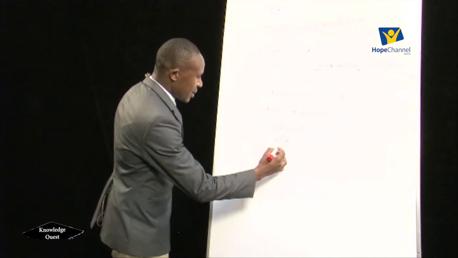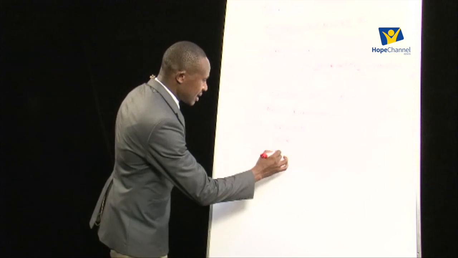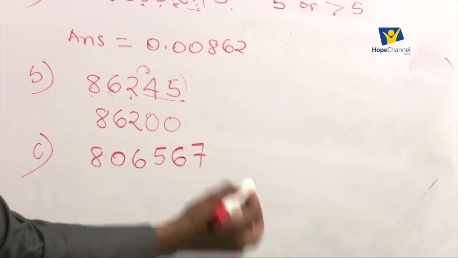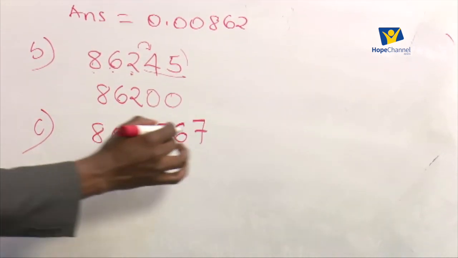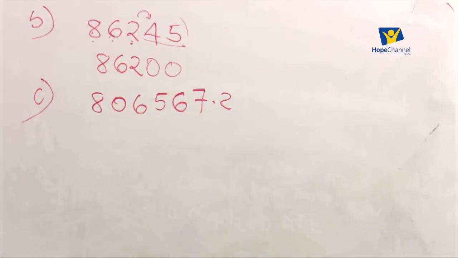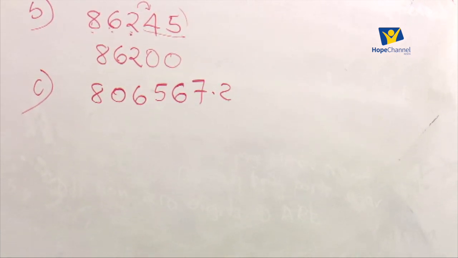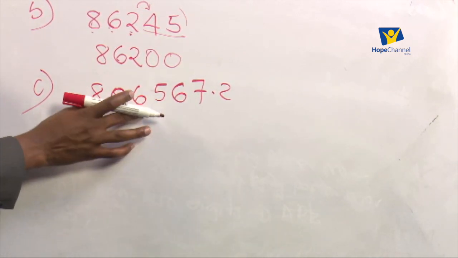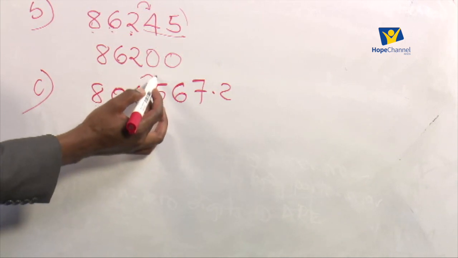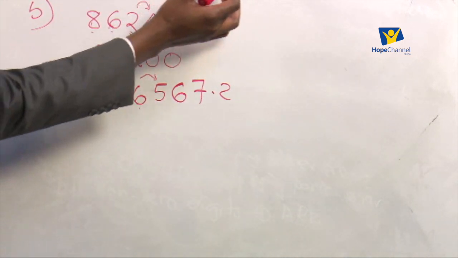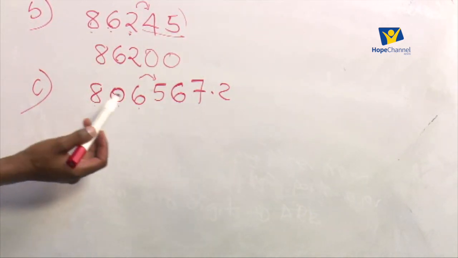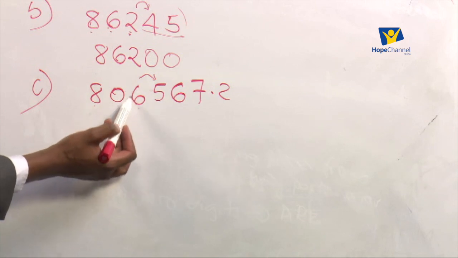Number C, let me have a number like this one: 806,567.2. We are expressing that number to 3 significant figures. So what do we do? We still count the same thing. We have the first one, the second, the third. So we want up to 6. But now what is coming after 6 is 5. From what we already said, if the number after the one we need is 5 or more, we add 1. So because it is 5 itself, we shall add 1 to this 6.